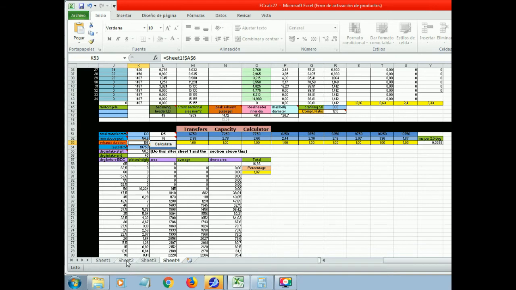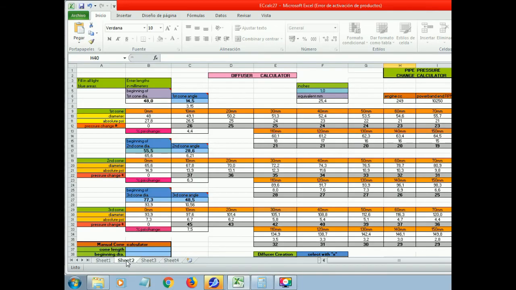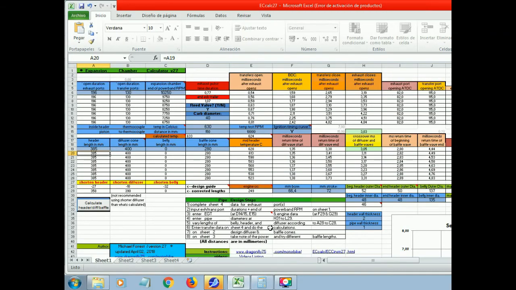So on sheet 2 we're going to enter the details for his diffuser and his baffle, except I overlooked something on sheet 1. I'm just now going over the details. This is not correct, and this is not correct. And this is not correct. I was looking at two different sheets. Now I'm on the right track. I was confusing his two different pipes.